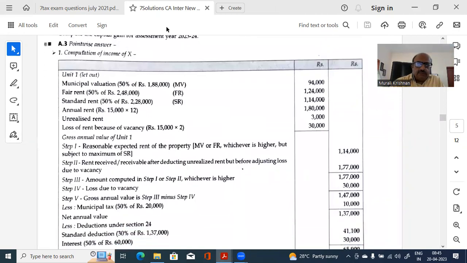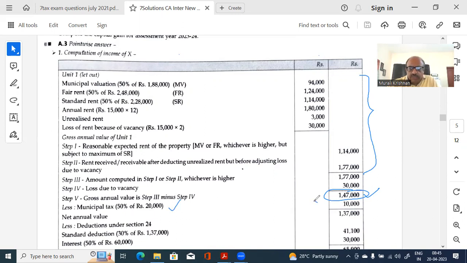Now, the part that is let out, all these calculations they have done and they have reached the gross annual value. I'm not getting into that because all these things are done differently. You can separately take the question and calculate it and arrive at this figure, because otherwise it will get confusing. Then municipal taxes, again 50% of the total 20,000 has been taken. Then deduction on this net NAV, on that 30% is taken. This is the standard deduction. And interest paid is 60,000 total, 50% of it, because this is the let out part.